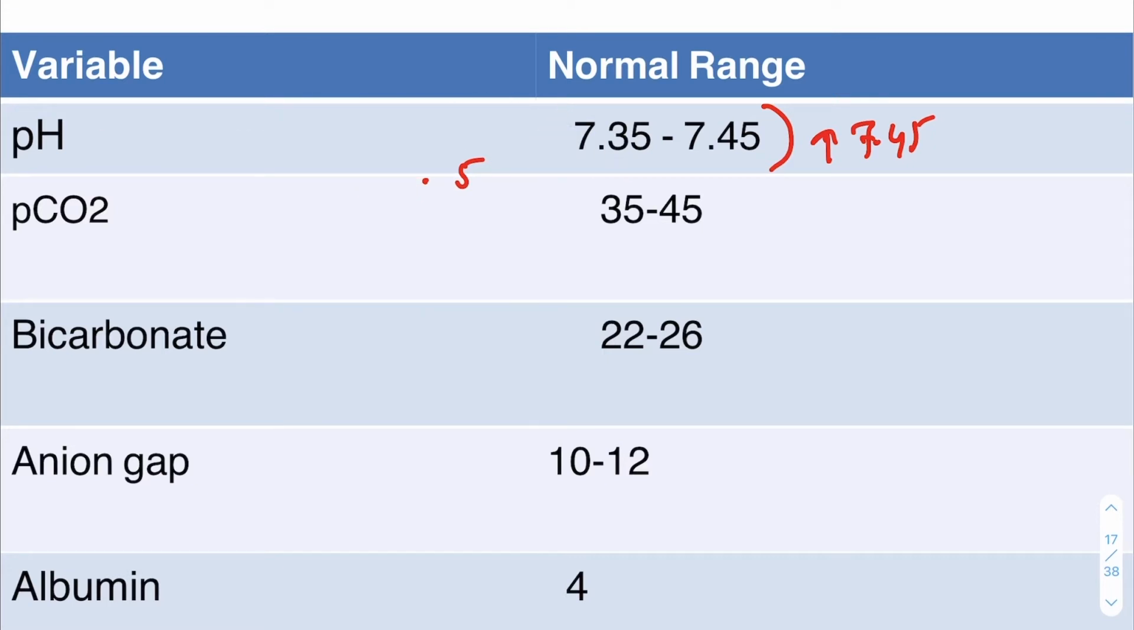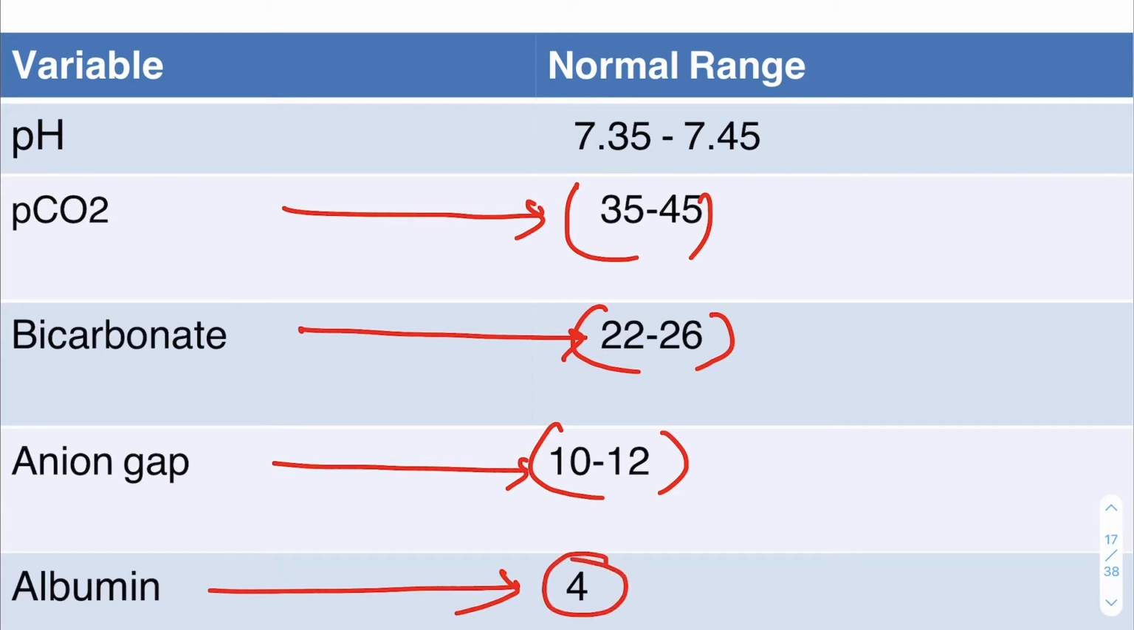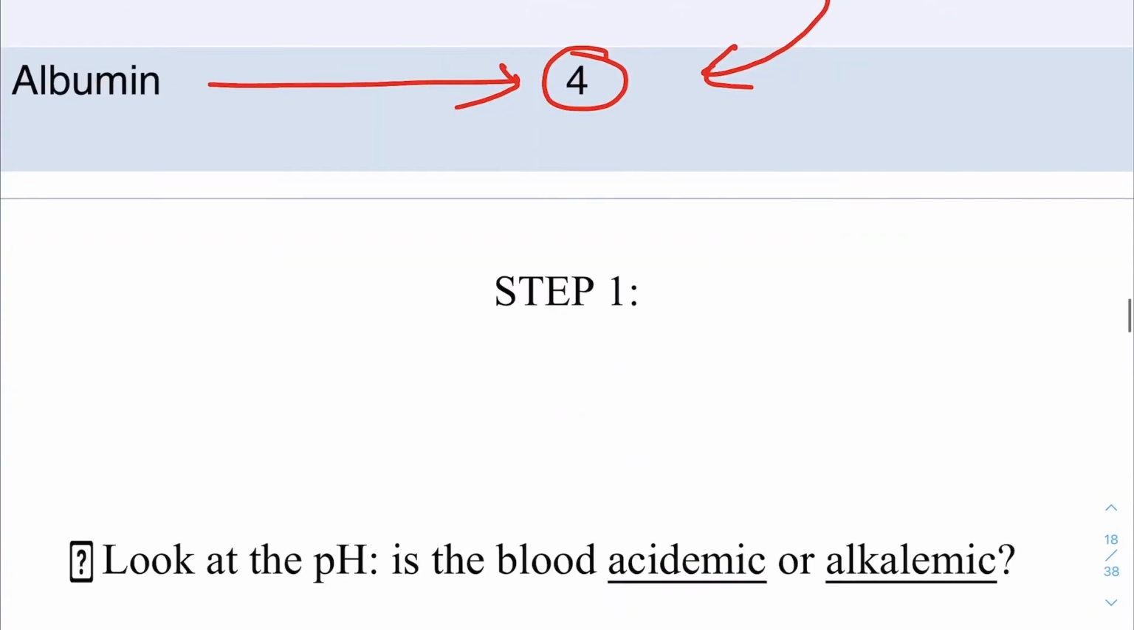Now, the range of PCO2 is 35 to 45. Bicarbonate range is in between 22 to 26. Normal anion gap is in between 10 to 12. And then we need to know about the albumin also. Normal value of albumin is 4. Why do we need to know the albumin? Because when we calculate the anion gap, there is something known as corrected anion gap. So for the calculation of corrected anion gap, we need to know the albumin value. So this is about the normal range of different parameters in ABG.